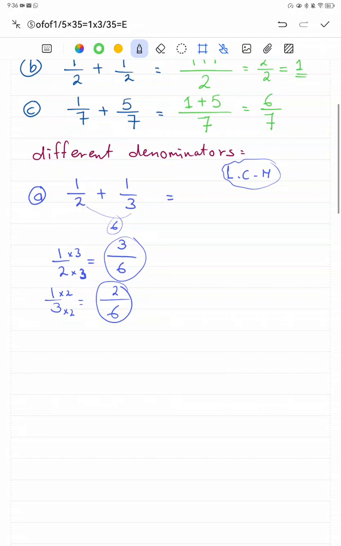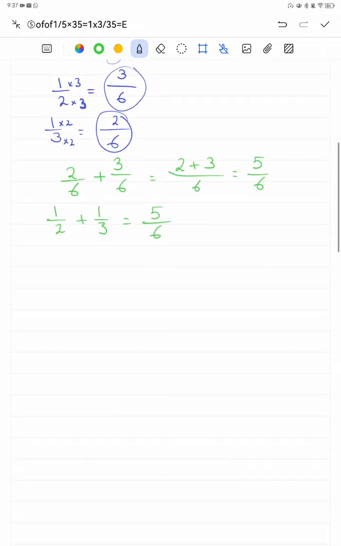So now we add it the same way we did last time. 2 over 6 plus 3 over 6 is equal to 2 plus 3 all over 6. 2 plus 3 is equal to 5 over 6. So 1 half plus 1/3 is equal to 5 over 6. Another example.